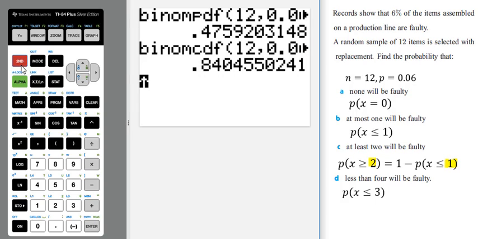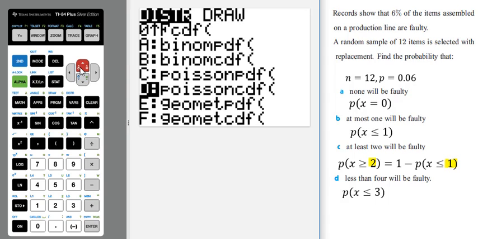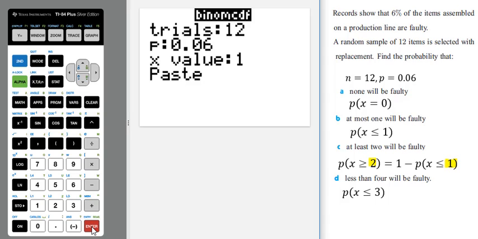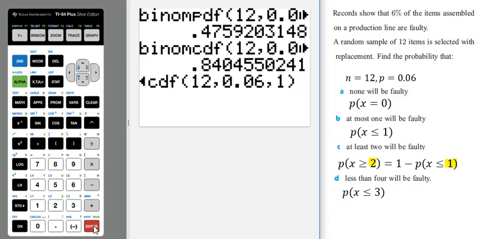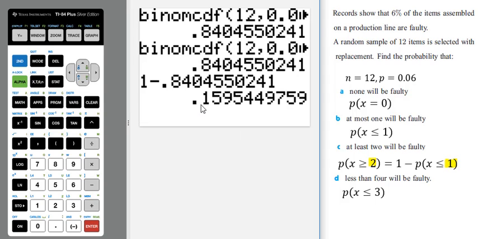Therefore, we go to distribution. Still binomial CDF. 12, 0.06. We need to put 1. Enter. Then use 1 minus the previous one. That will be your answer, 0.160. That's for C.